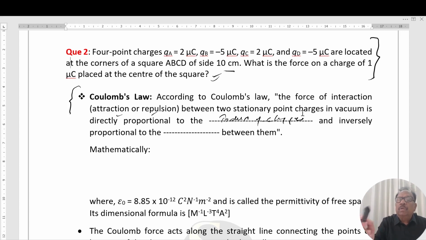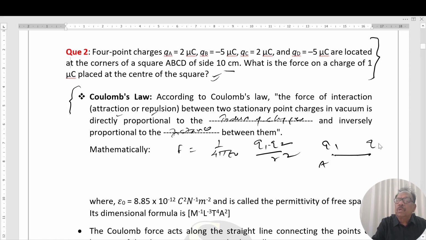And it will be proportional to the distance between them. Mathematically, F equals 1 over 4 pi epsilon naught times Q1 Q2 upon R square. Say this is charge Q1, this is charge Q2, and the distance between them is R. The value of 1 over 4 pi epsilon naught is 9 times 10 to the power 9 in SI units. Epsilon naught is 8.85 times 10 to the power minus 12, and it is called the permittivity of free space.